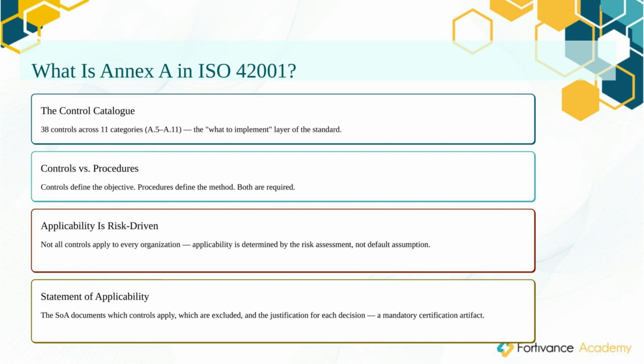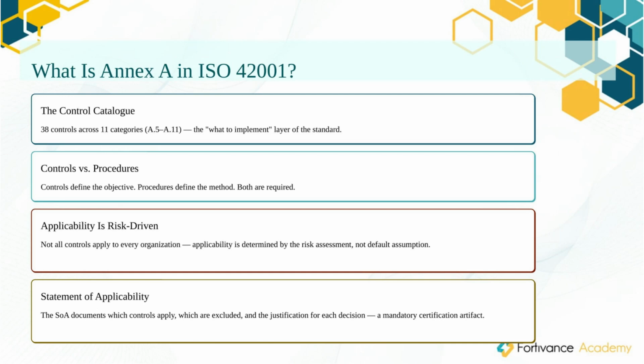The critical thing to understand about Annex A is that not every control applies to every organization. Your applicability is determined by your risk assessment, your organizational context, and your role as a developer, provider, or user of AI. Controls that are not applicable must be excluded, but those exclusions must be documented and justified in your Statement of Applicability.